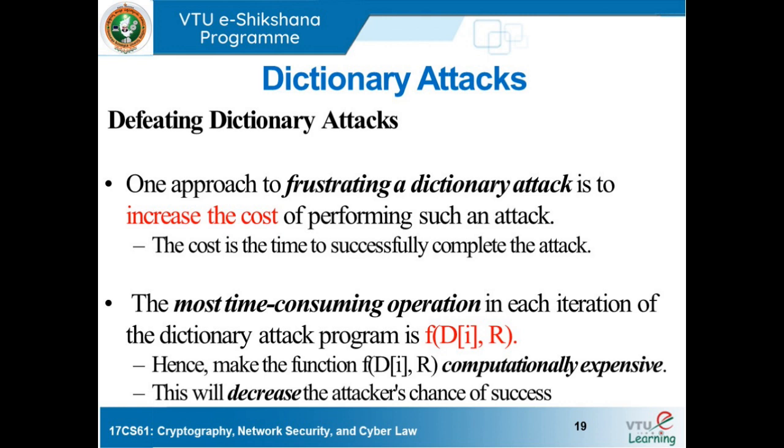Now one way to make this particular operation more expensive is by involving multiple hashings in it. When you involve multiple hashings in order to achieve this particular function f, then this will decrease the chance of an attacker to be able to find the password.